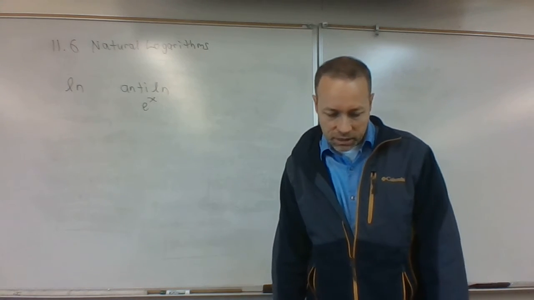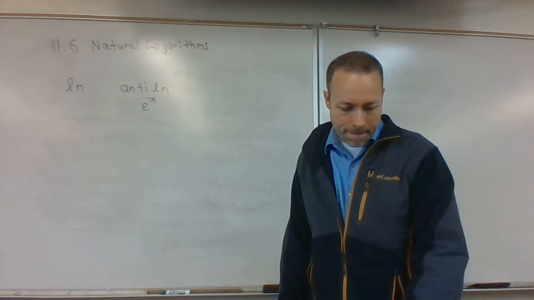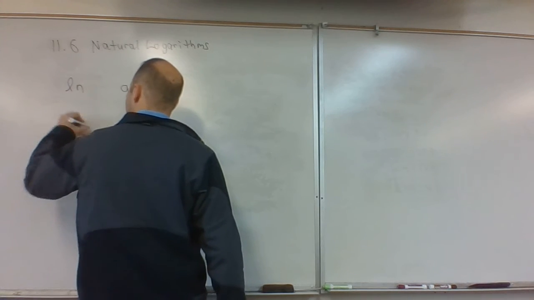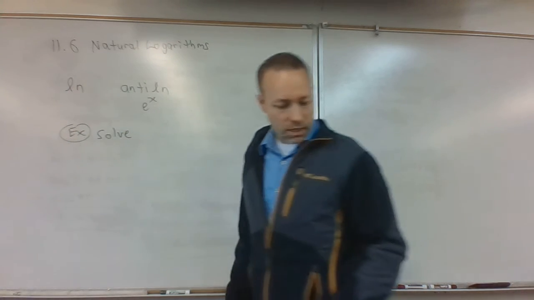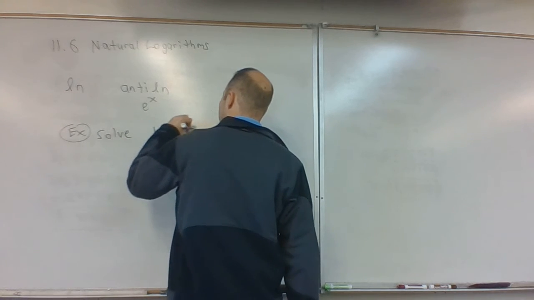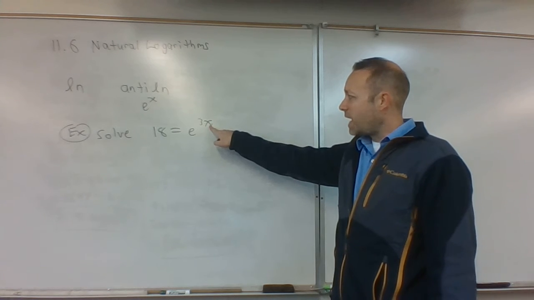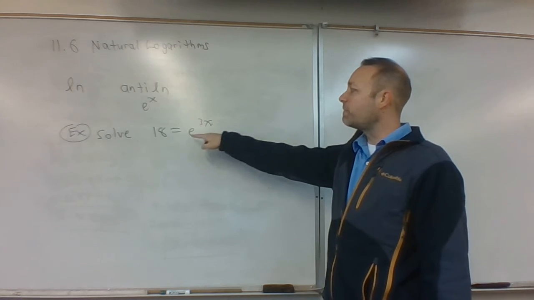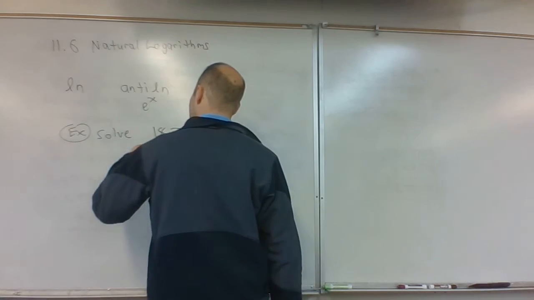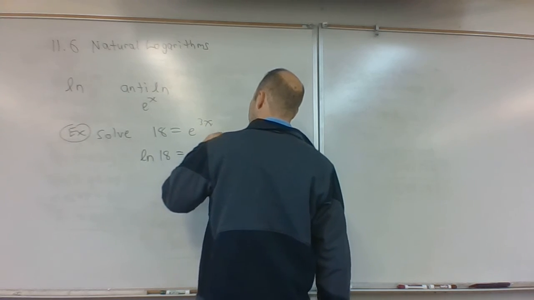Let me do a couple of things here. Example: solve 18 equals e to the 3x. All right, x is trapped as an exponent of e. That's your trigger for us that we want to use natural logs. We're going to take the natural log of both sides: natural log of 18 equals natural log of e to the 3x.